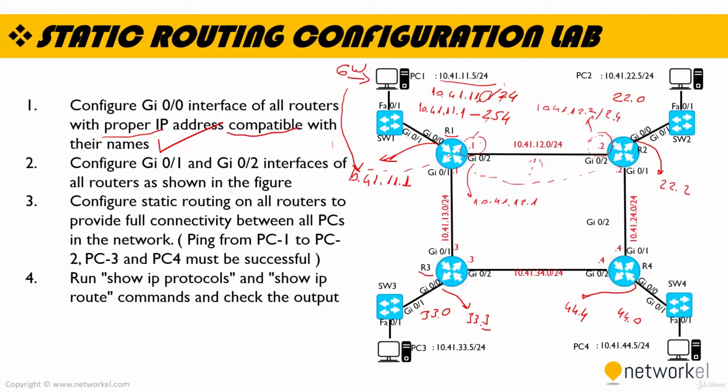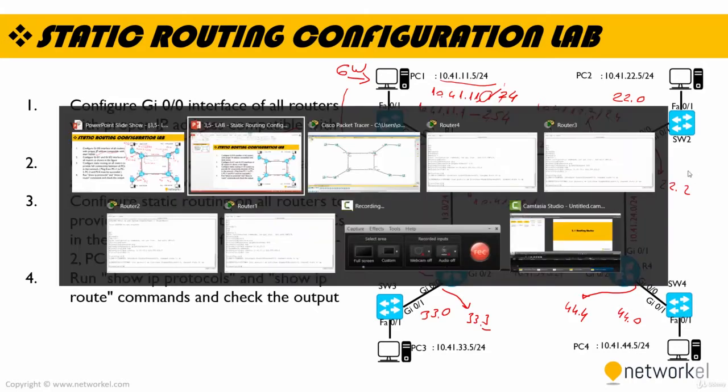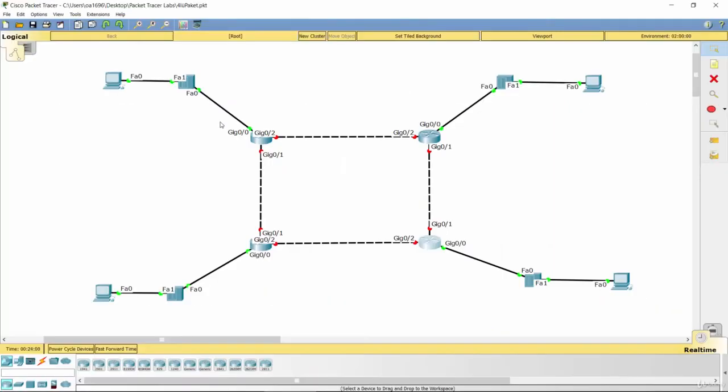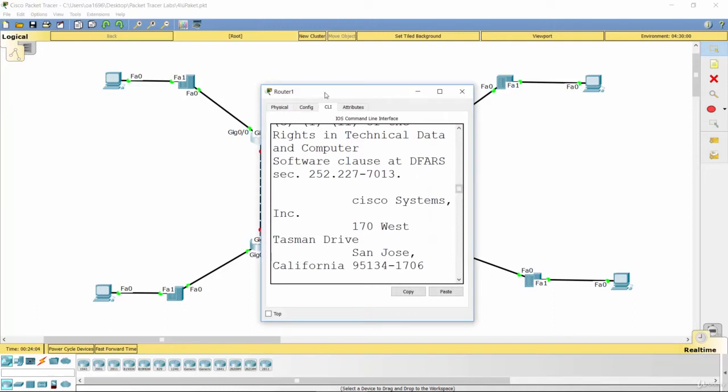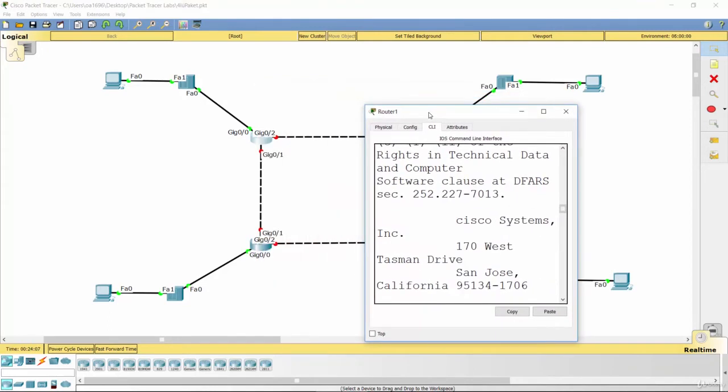So now it's time to configure these interfaces on all routers as shown in the figure. Please keep in mind that the last octet will be 1 for router 1, 2 for router 2, 3 for router 3, and 4 for router 4. Packet Tracer time. And let's get into the Gig0/1 interface first.